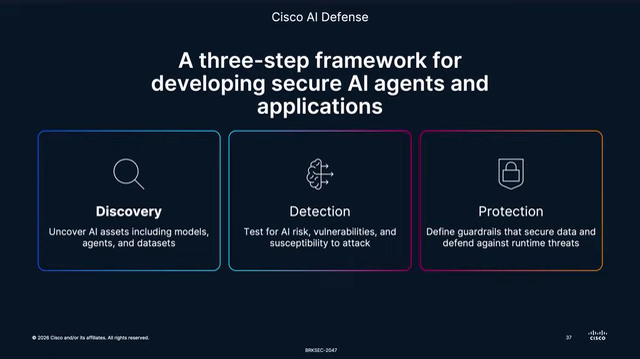And then finally, the protection is, I've evaluated the agents and the models with automated red teaming, and now I want to build some protection around those agents and models with guardrails to prevent all of the things and the risk I found previously.